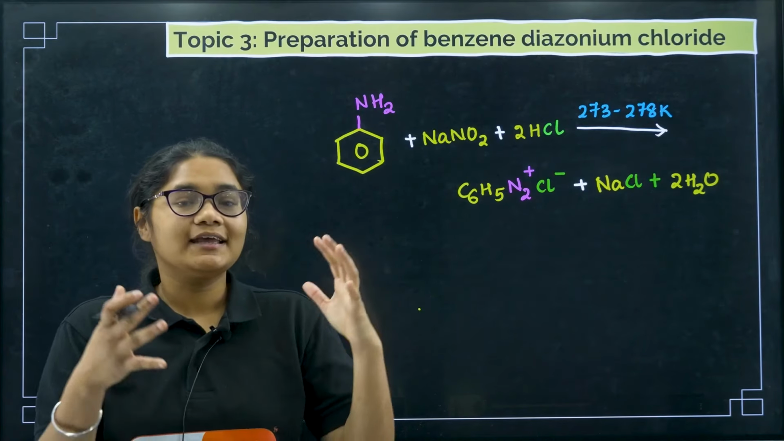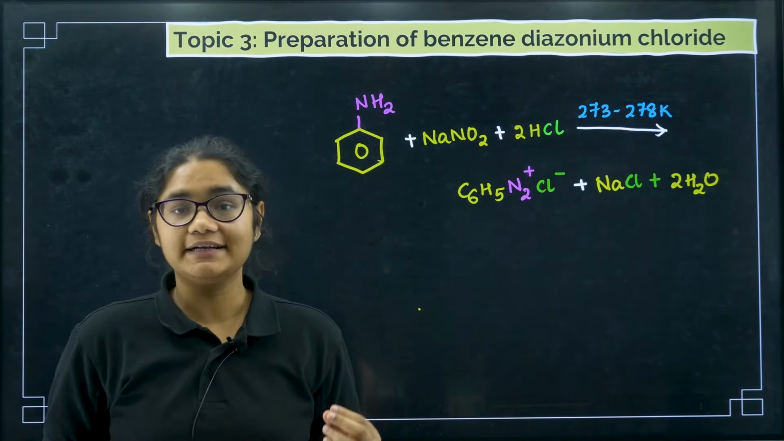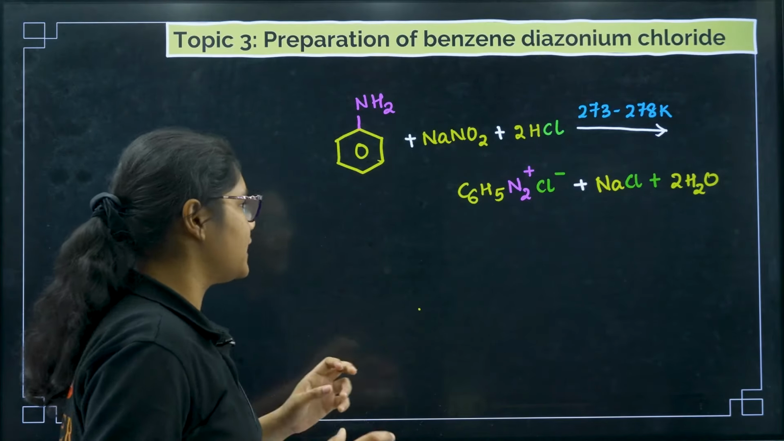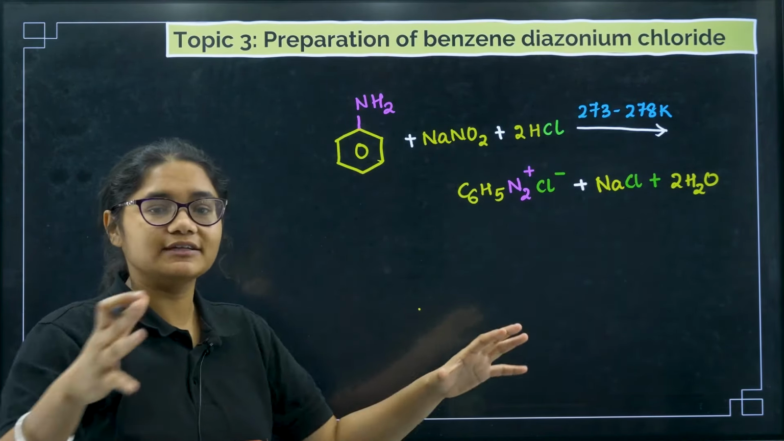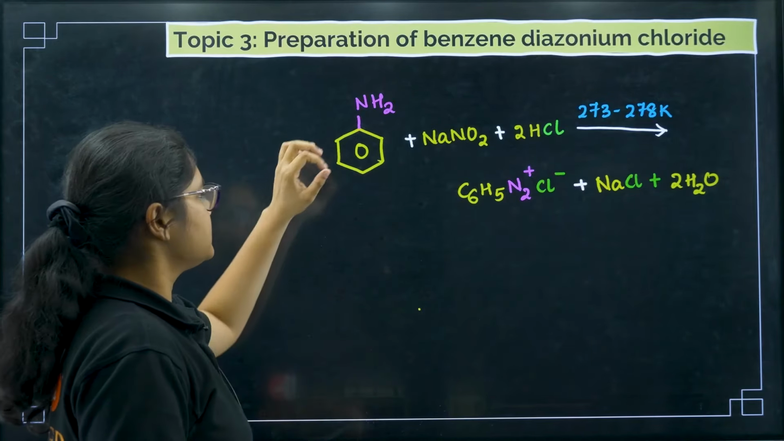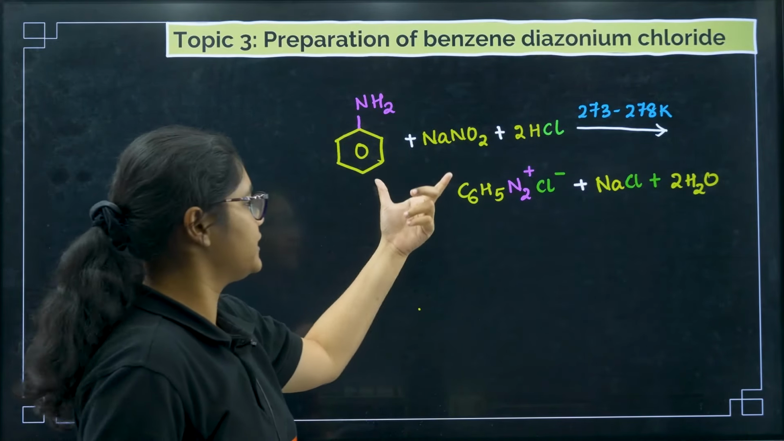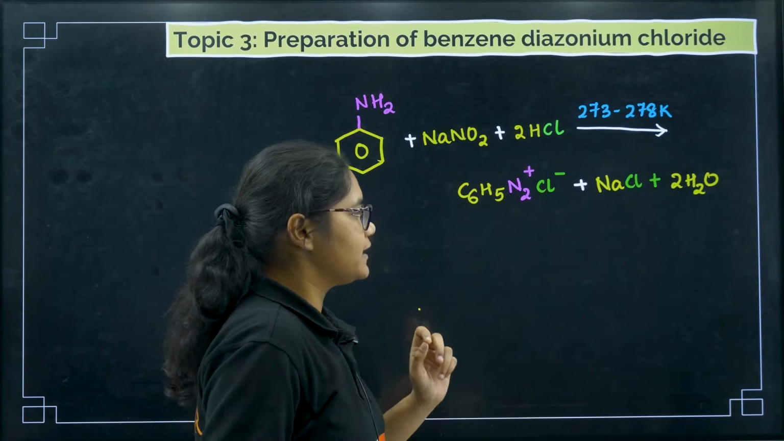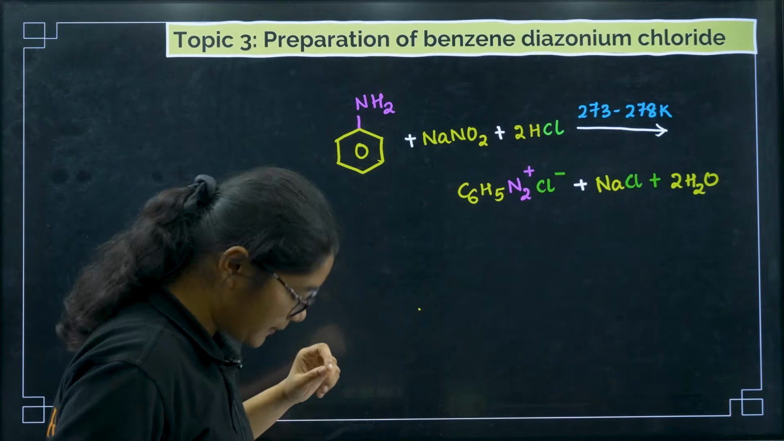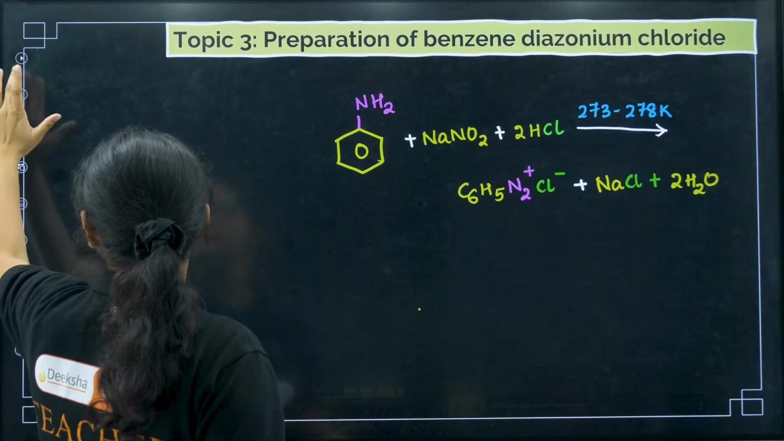Now we will see the preparation of benzene diazonium chloride. Benzene diazonium chloride is a very important product. From here we can manufacture a lot of compounds. First of all, if you take NH2 and treat it with NaNO2 and HCl, you will get benzene diazonium chloride, that is N2+ and Cl-. Now from here, what all things can we prepare?